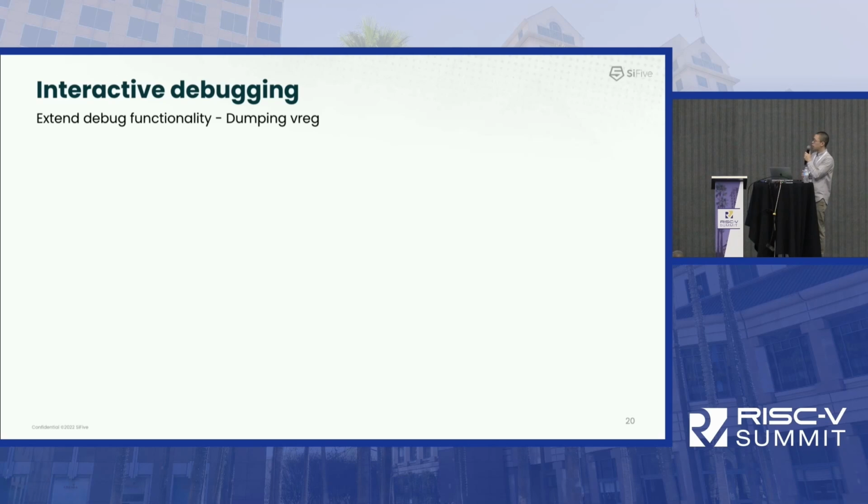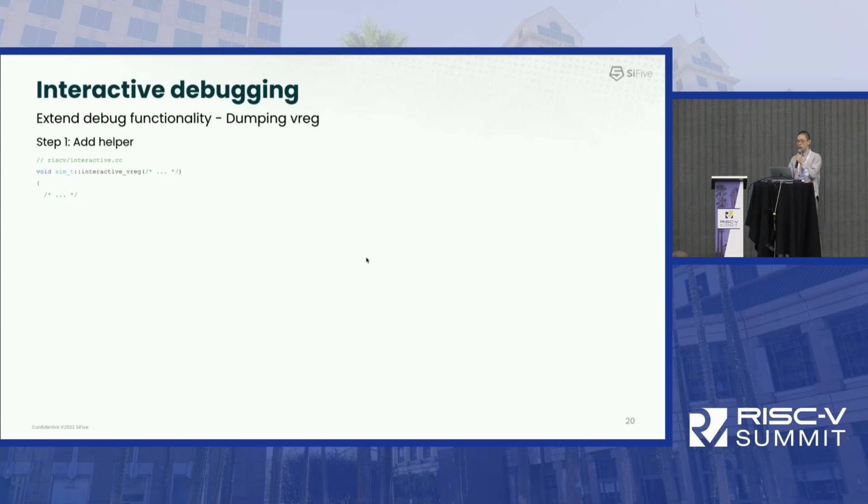Well, lastly, let us go through some tips for interactive debugging. Spike itself also allows hooks for you to extend functionalities for interactive debugging. As an example, since we have just introduced how to extend the V extension into Spike, let's see how we can add a functionality that dumps all the vector registers in Spike's interactive debug mode. It is only a simple three-step approach.